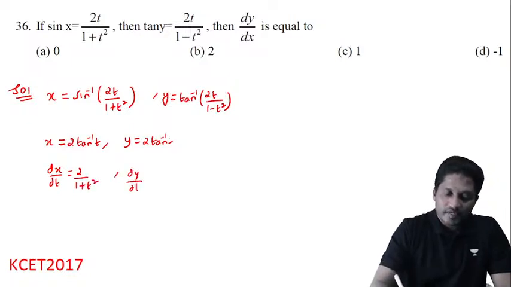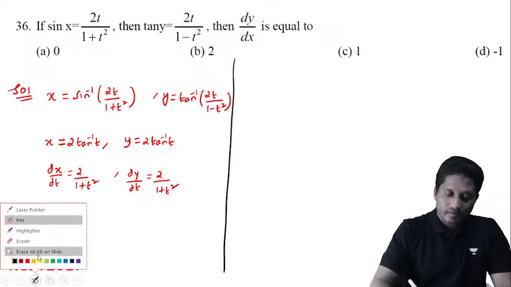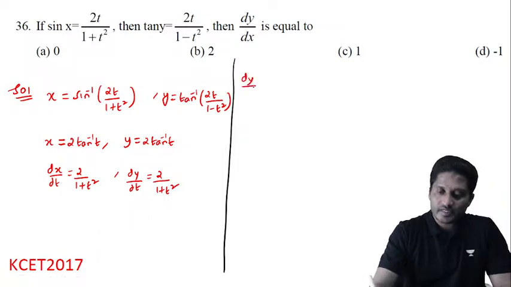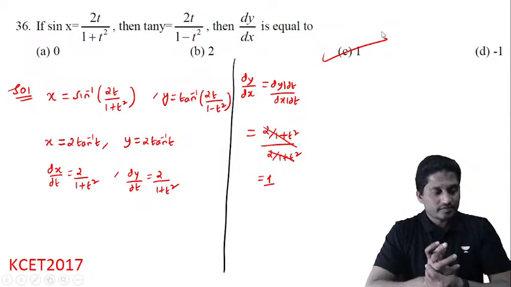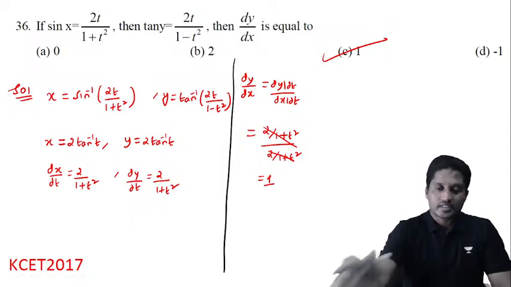And dy by dt is equal to, again, 2 by 1 plus t square. Now if I divide these two, dy by dx is equal to dy by dt upon dx by dt. dy by dt is equal to 2 divided by 1 plus t square. dx by dt is 2 divided by 1 plus t square. They will cancel, you will get 1. Right, answer is option C. Right, let's move to the next question, guys.